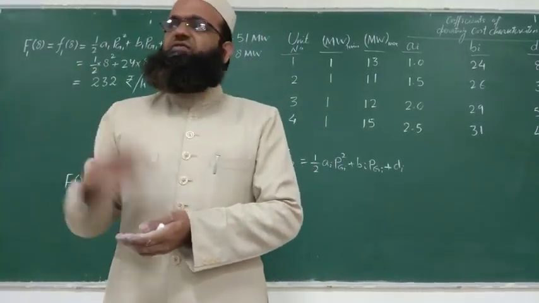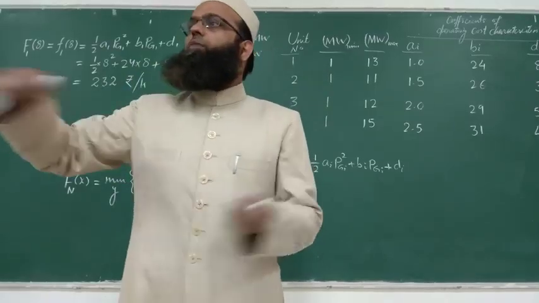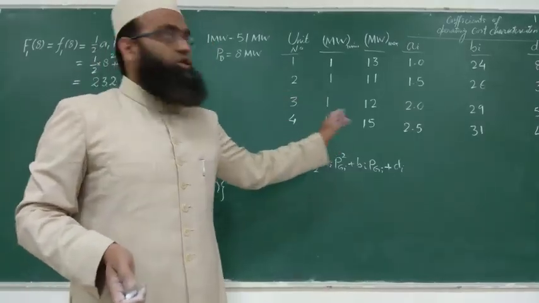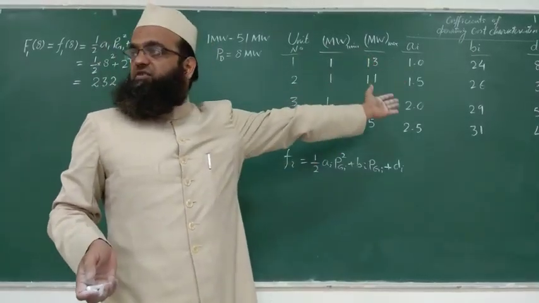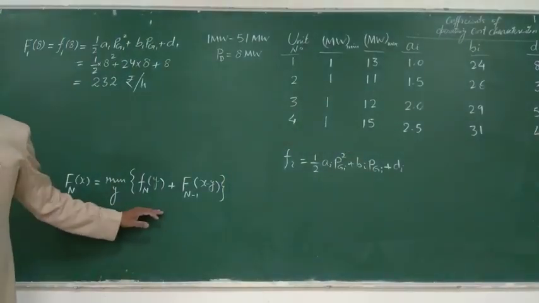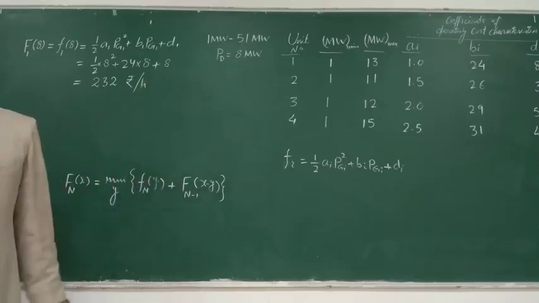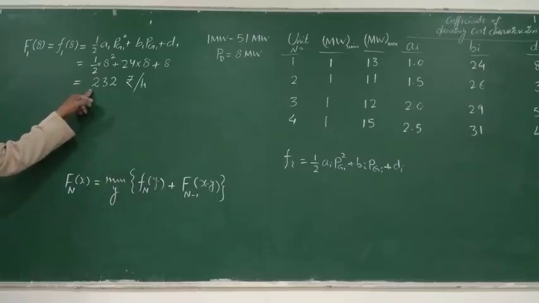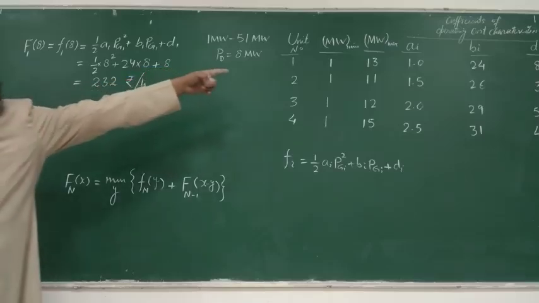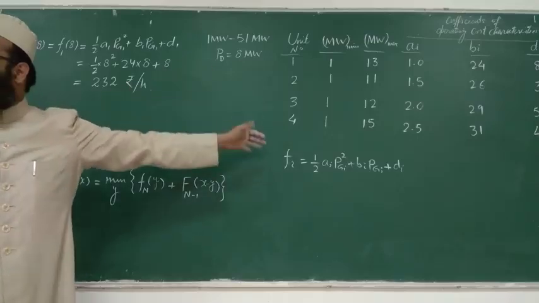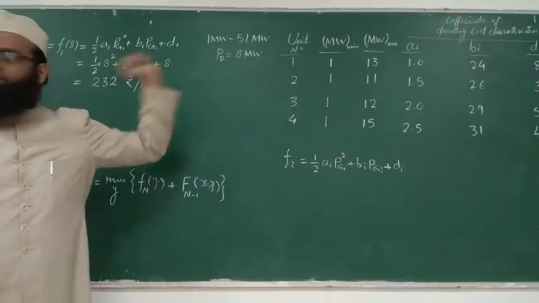Suppose you have 100 units, start from any unit 1, 2, 3 up to 100. But whatever numbering you have done, just mark those units and the corresponding characteristic parameters. Once it is available, you will use this recursive formula and we will prepare the unit commitment table. So till now we have evaluated the operating cost if the demand is met by unit 1 alone. That unit 1 may be any unit depending upon the numbering. Once numbering is done, start with that.